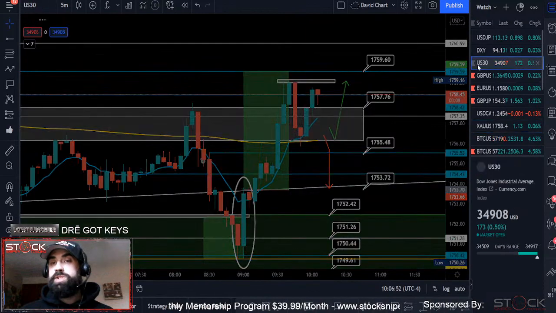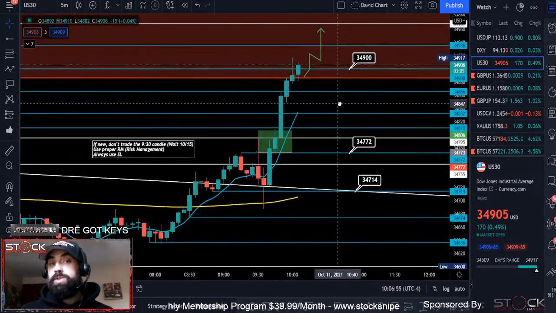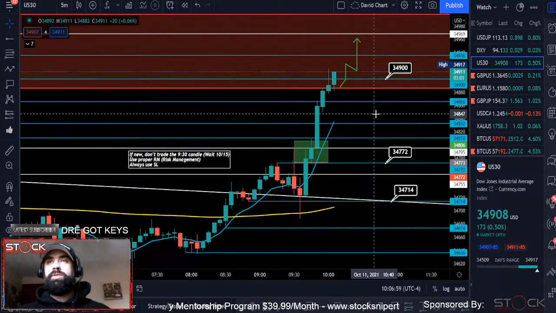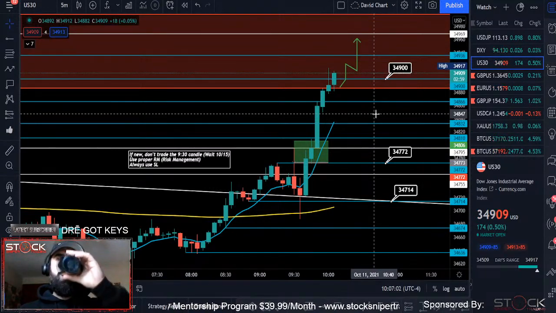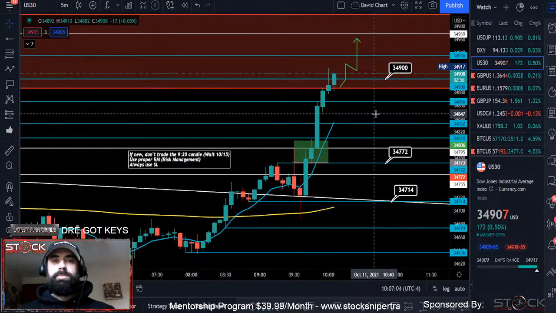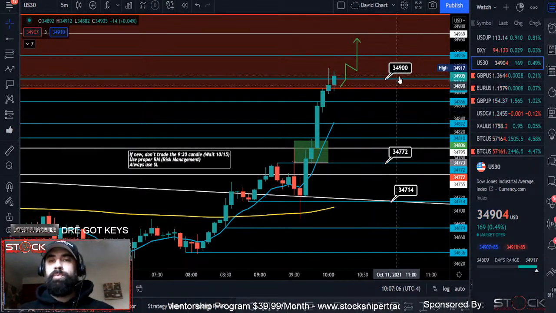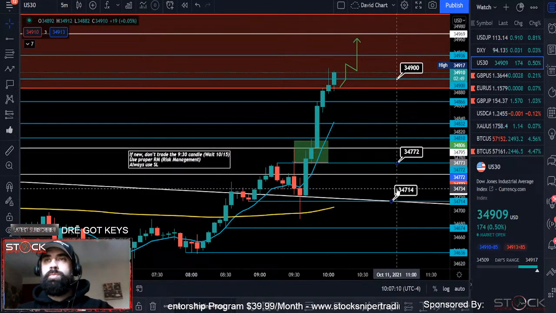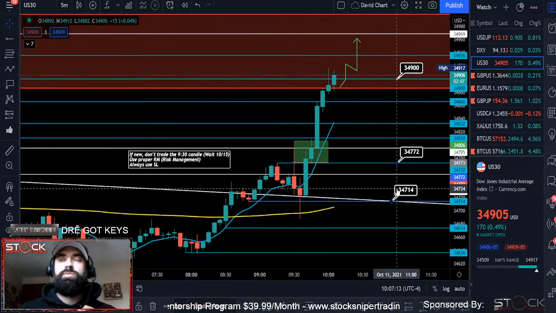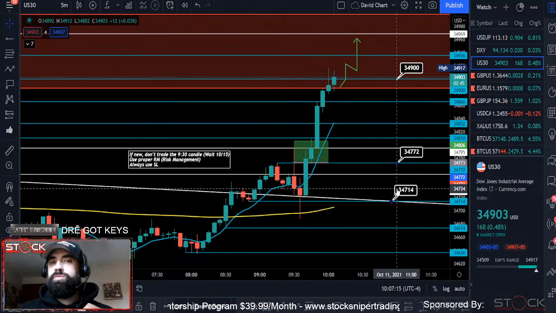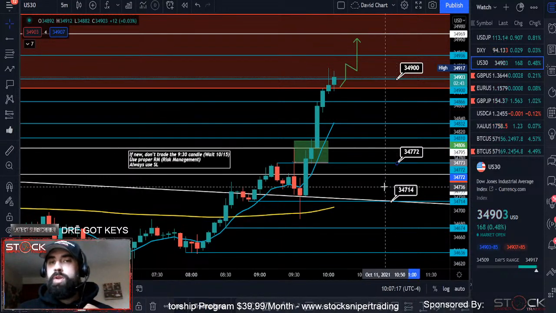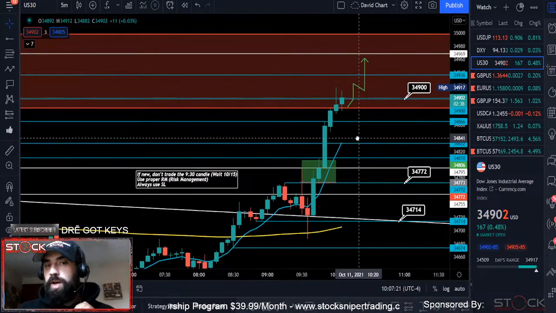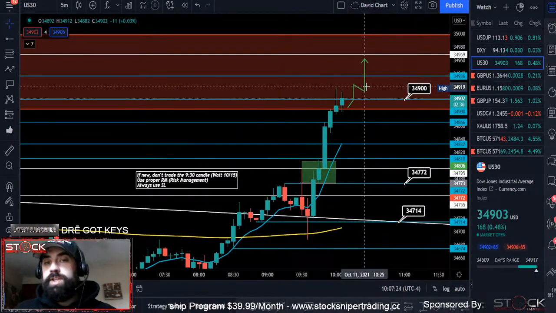Okay, so let's check out US 30 now, guys. US 30 is still very bullish here. Look at this. Okay, so look, guys, you can see now this wick is not getting to touch this previous wick. All right, so we got to keep that in mind. It's starting to decrease in volume.